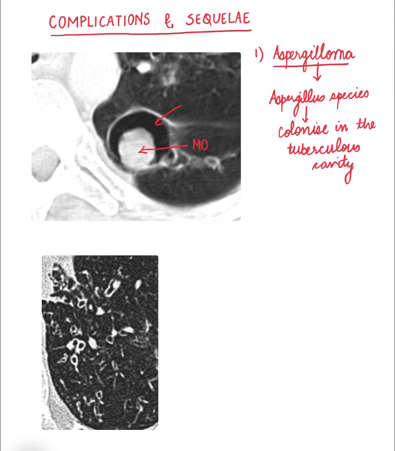In the tuberculous cavity, you can see this is a mobile mass, and this black is the air. Air is seen surrounding a fungal ball in a pre-existing pulmonary cavity.